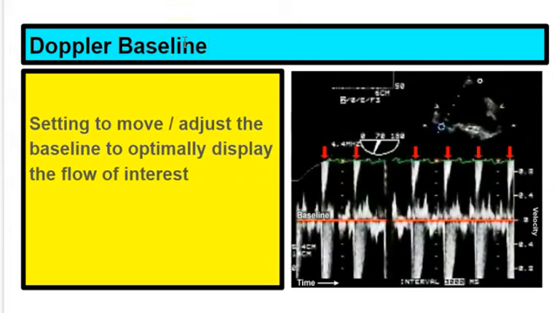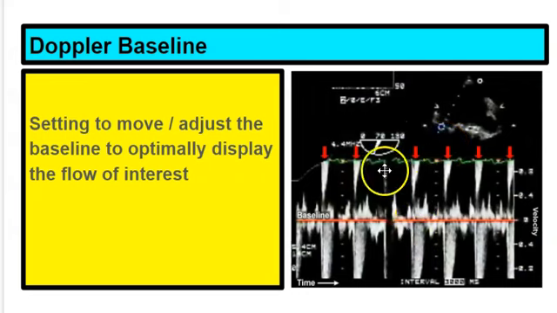Our Doppler baseline. That's our setting to move and adjust the baseline to optimally display the flow of interest. Here's our baseline right here, and we can move our baseline up or down. And you can see right here, this upper portion is showing aliasing. We're going to talk about that in just a second. We talked about that in class.